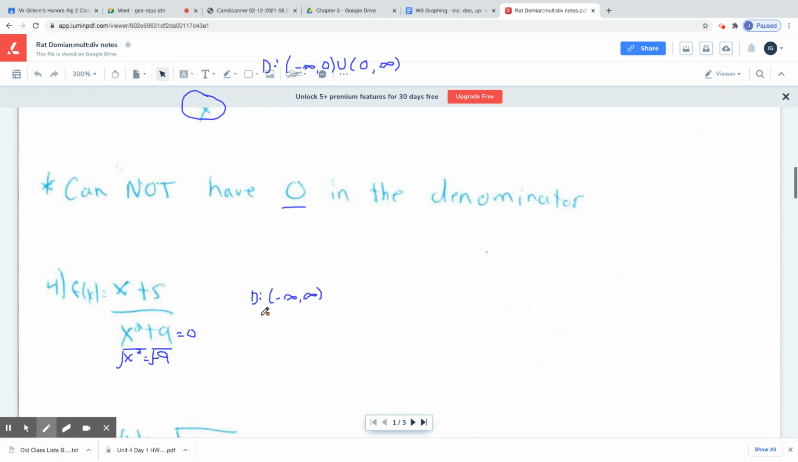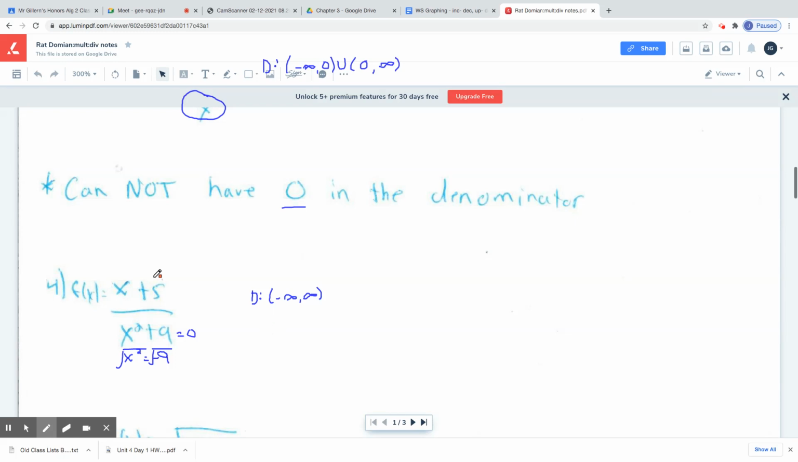So does that mean if it's imaginary, then the domain is everything? It means that if there is an imaginary 0, you don't include that in the domain. That means if that's the only thing that makes it equal to 0, then yes, it is negative infinity to infinity.